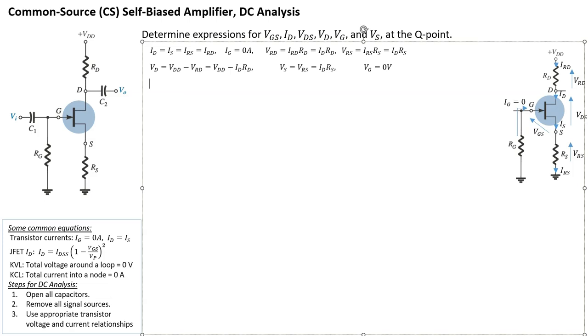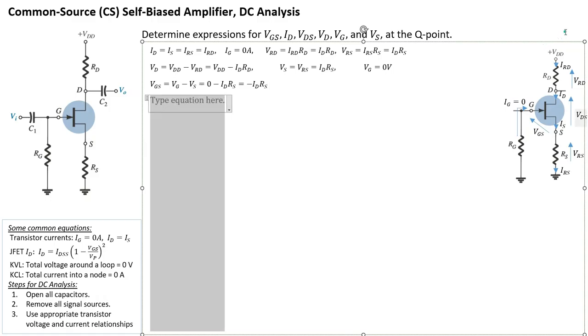So now let's have a look at the other two components that we're interested in, VGS and VDS. Let's start with VGS. VGS you can simply write as VG minus VS. We know VG is 0, so this is 0 minus VS, and we know that VS is just IDRS, and therefore it's just negative IDRS. So that's VGS.